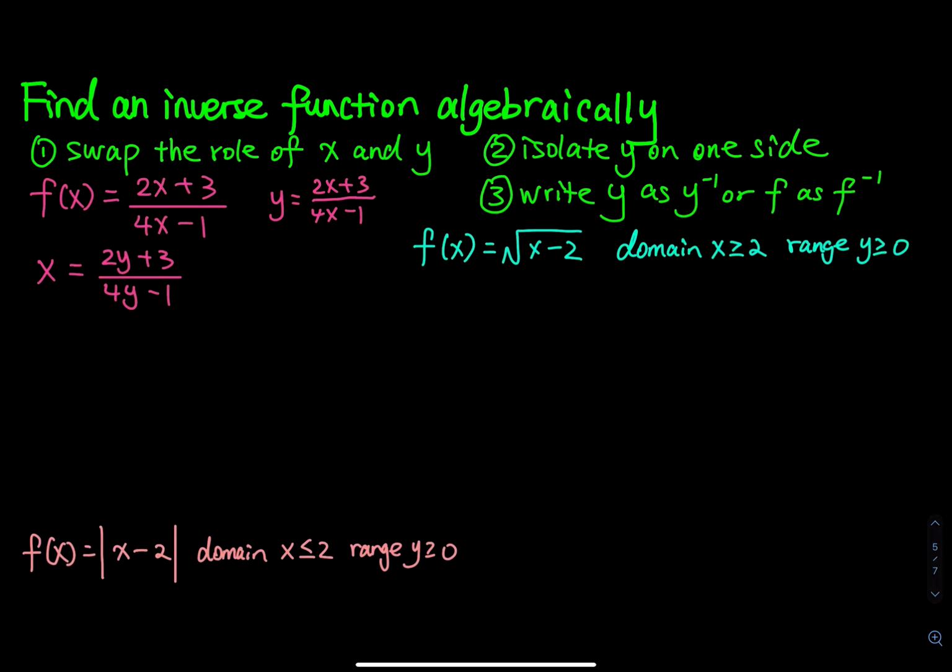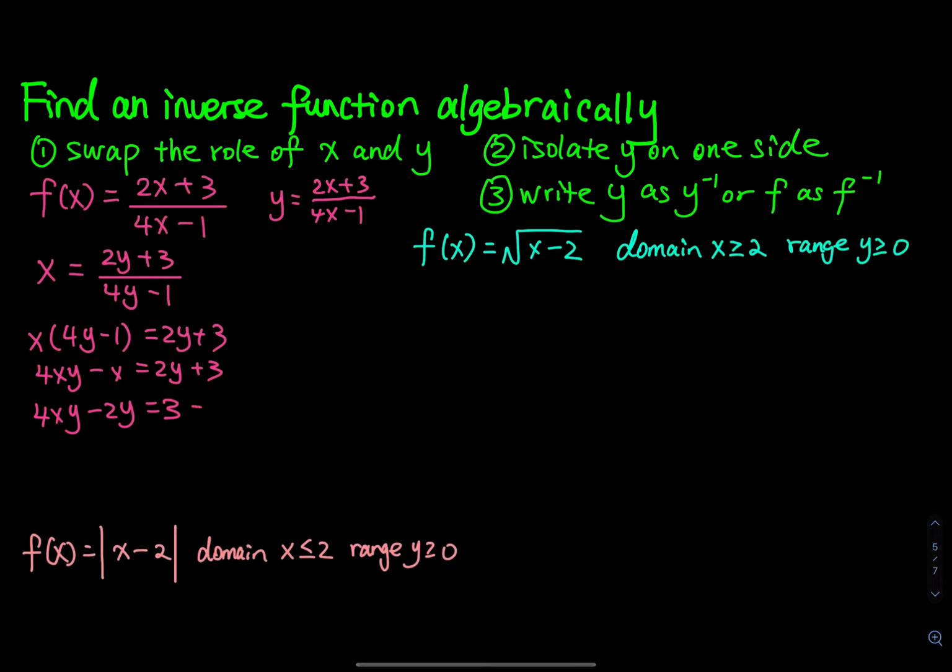You may think this is impossible because we have 2 copies of y. It is possible. So you multiply both sides by the denominator. So x times (4y - 1) equals 2y + 3. So now we just get out of the rational function. Distribute x: 4xy - x equals 2y + 3. Put all the y on the left and all the x on the right. So you have 4xy - 2y equals 3 + x.